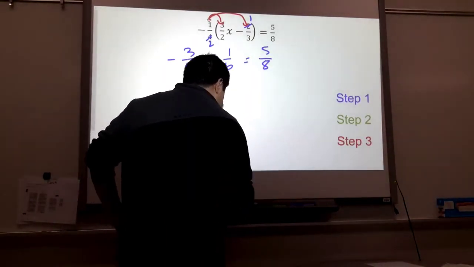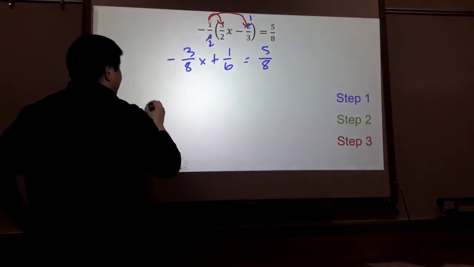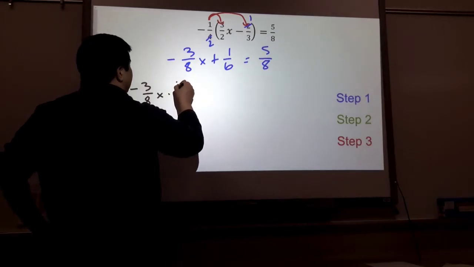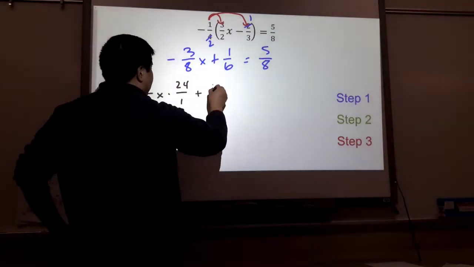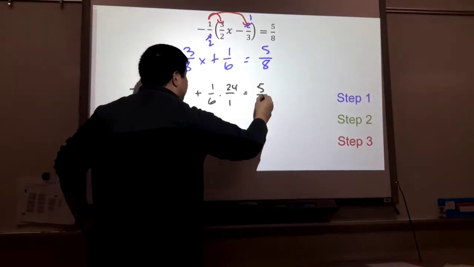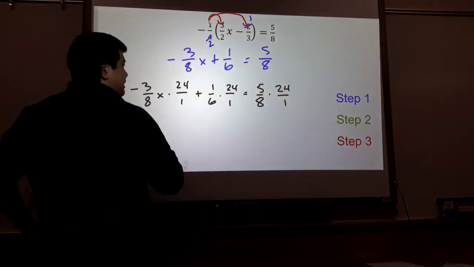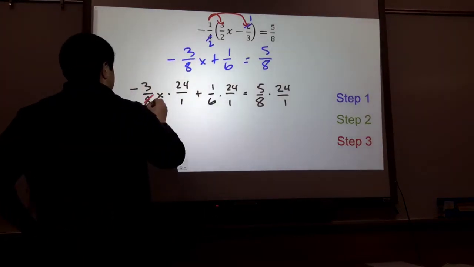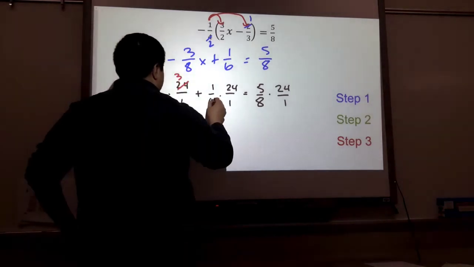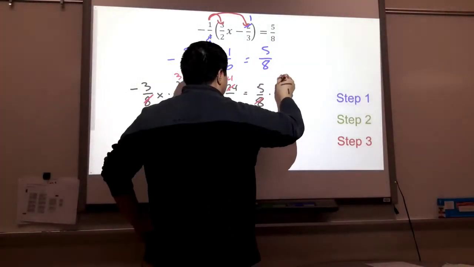Our multiple of 6 and 8 is 24, so we're going to multiply each one of those by 24. We get negative 3/8 x times 24 over 1 plus 1/6 times 24 over 1, which equals 5/8 times 24 over 1. And we do my favorite thing in the world, cross cancel. This goes into 24 3 times. This goes into 24 4 times. This again goes in 3 times.